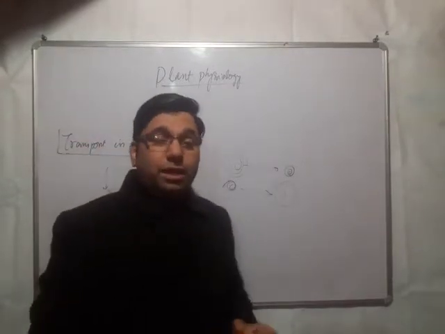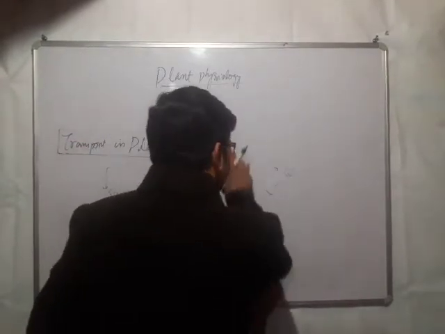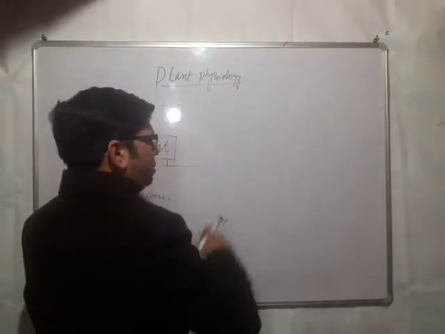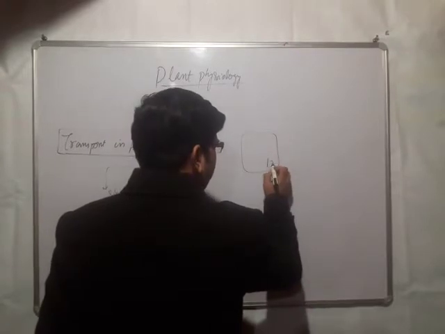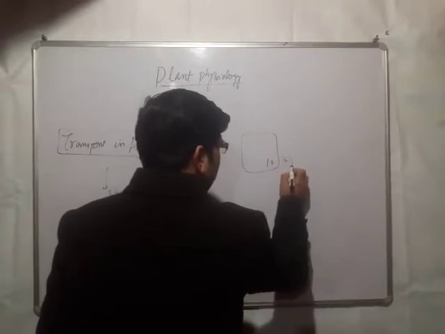In active transport, we are moving molecules against the concentration gradient. For example, there is a plant cell with 10 molecules of sodium inside and 2 molecules of sodium outside.